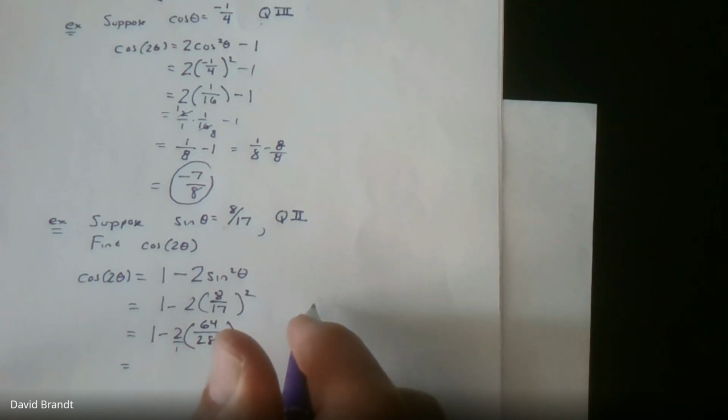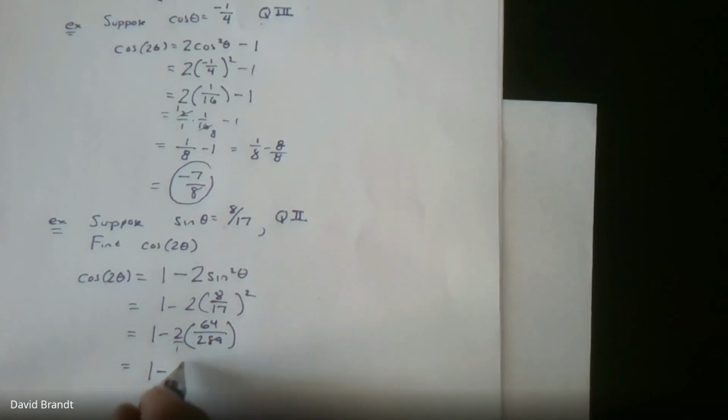So that's going to be 1 minus 2, parentheses. Remember, 8/17 replaces sine of theta, not just theta. So it's going to look like this, 8/17 squared. You don't multiply by 2 first, you square first. That's going to be 64 over 289. And that's 2 over 1. All right, now I've got to do some math here. I've got to figure out what 2 over 1 times 64 over 289 is. That's going to be 1 minus 128 over 289. You put the 2 over 1, multiply straight across.